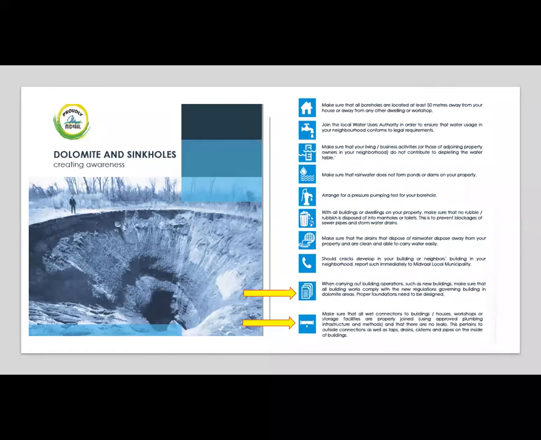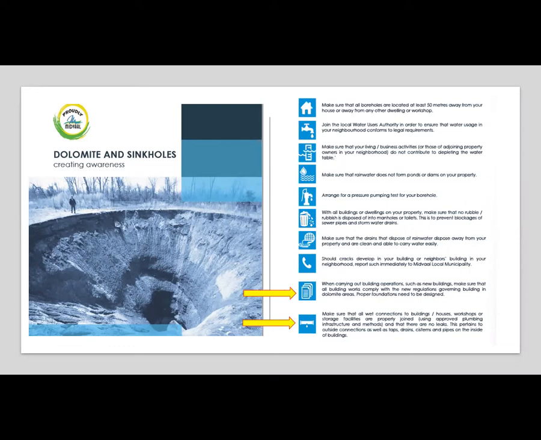The bottom section there, it says, make sure that all wet connections to buildings, houses, workshops, storage facilities are properly joined using approved plumbing infrastructure and methods. And we'll be talking about some of those. Like I said, I'm going to share a table with you that I found in the standard, and I'll touch on a few pointers on that as well. It says clearly, make sure that there are no leaks. So it tells you that you should be checking. You must make sure, because as we know, a leaking pipe, leaking infrastructure leads to these kinds of dolines and dolomite sinkholes being formed.